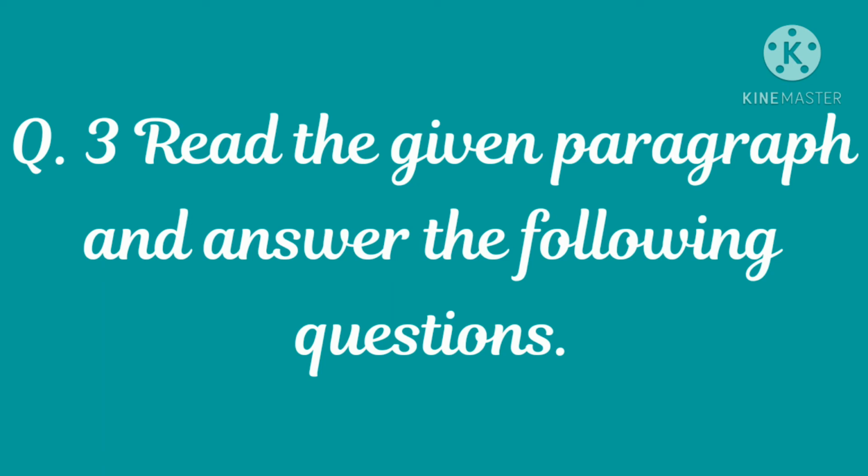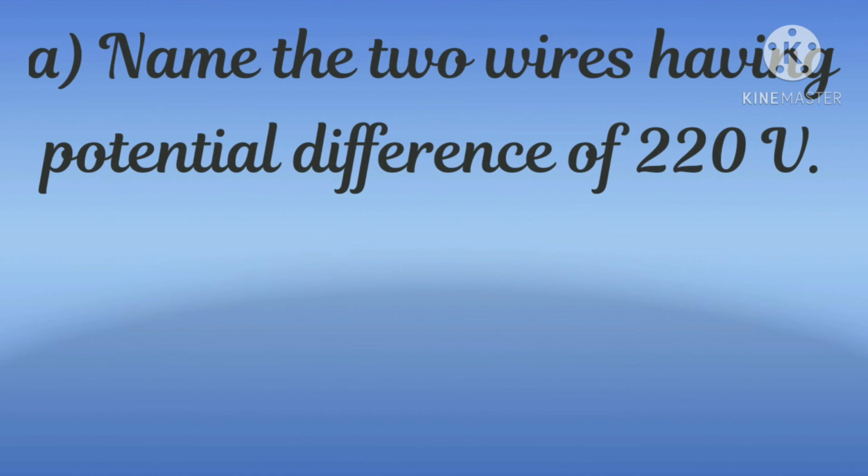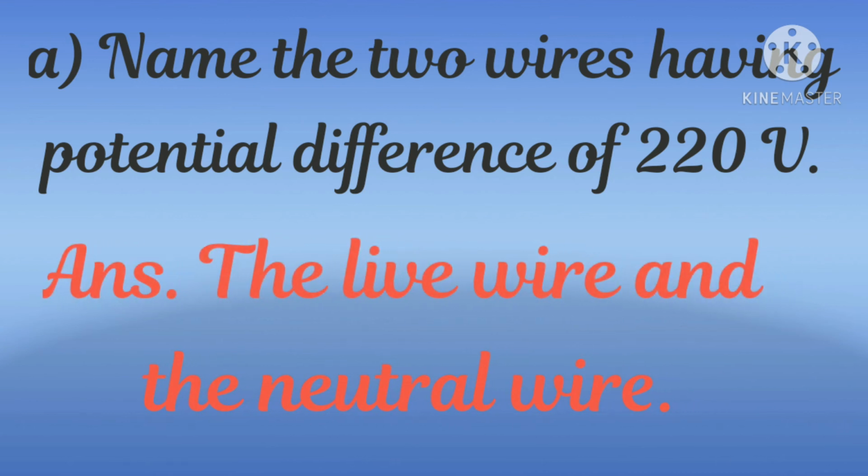Question number 3. Read the given paragraph and answer the following questions. Dear students, read the given paragraph in your worksheet carefully and write the answers. A. Name the two wires having potential difference of 220 volts. The answer is the live wire and the neutral wire.